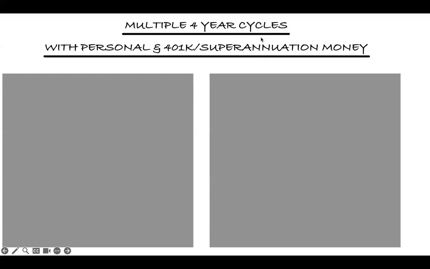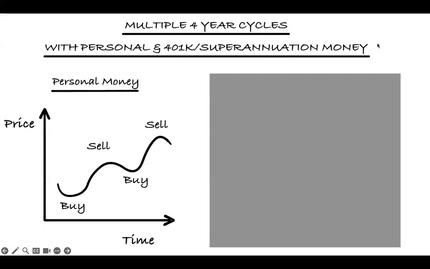investments. So let's look at multiple 4-year cycles with personal and also with 401k or superannuation money. We've been talking about personal, and you can see the gains that are possible with personal, right? So now, what if you turn this into your 401k and do the same, or your superannuation and do the same? You can really set yourself up for retirement, especially if you string together multiple cycles.